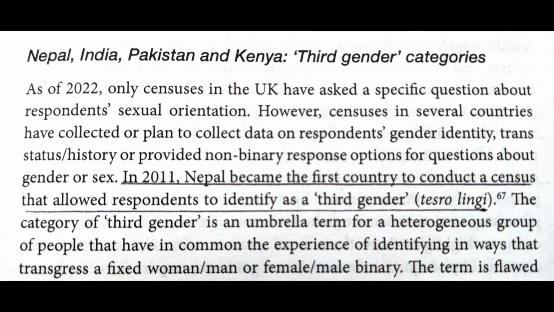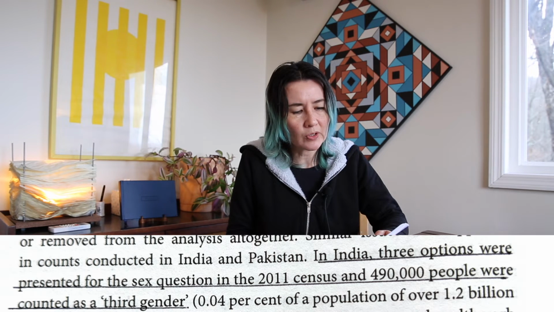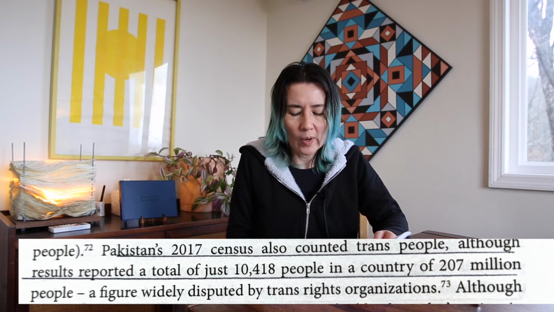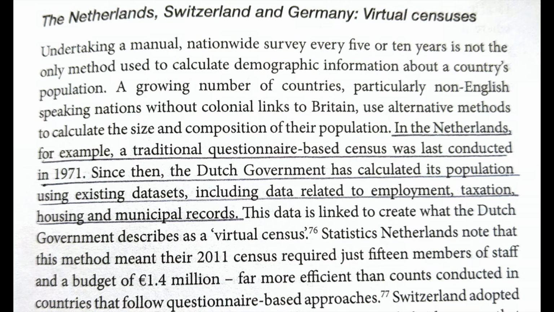He has a section on Nepal, India, Pakistan, and Kenya, which offer third gender categories. In 2011, Nepal became the first country to conduct a census that allowed respondents to identify as a third gender. In India, they had 3 options for a sex question in the 2011 census. Pakistan's 2017 census also counted trans people, although quite an undercount. Other countries forego national censuses, relying on particular institutions to capture data of their citizens.